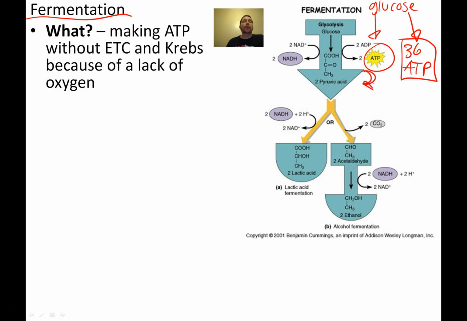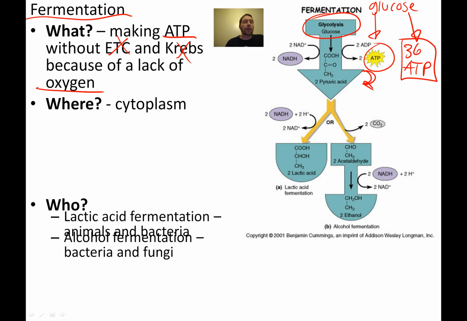So what happens during fermentation is we're making ATP. We're not using the electron transport chain. We're not using the Krebs cycle. All we're using is glycolysis. And we're using that to make 2 ATP. And the reason why we're doing that is because we have run out of oxygen. Now, where this happens is it happens in the cytoplasm. We don't even have to involve the mitochondria in this.